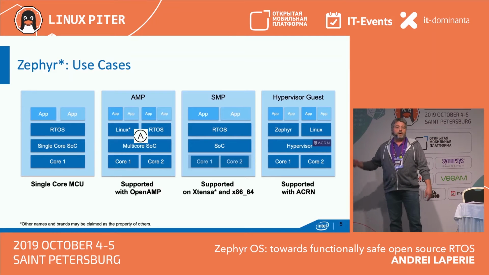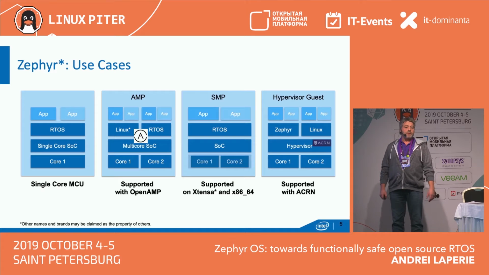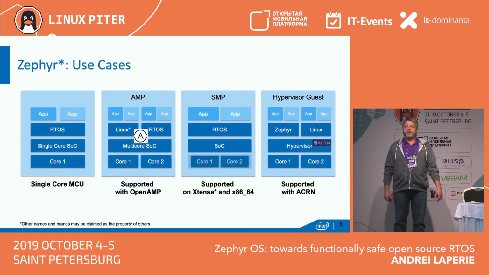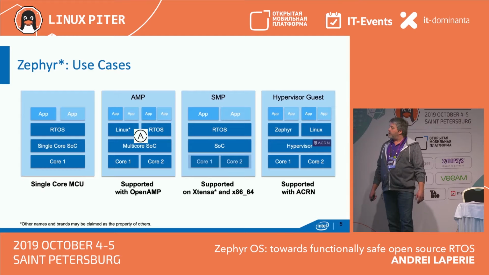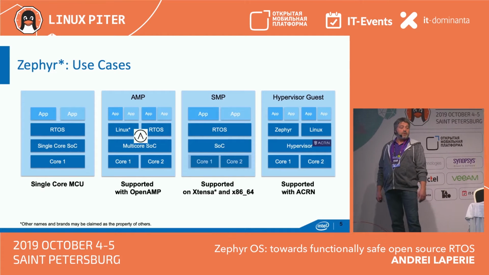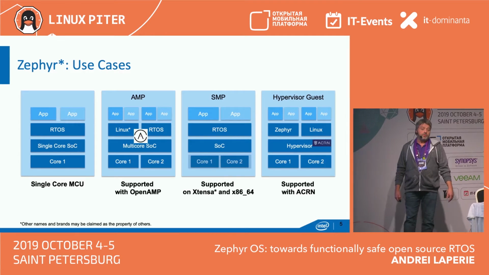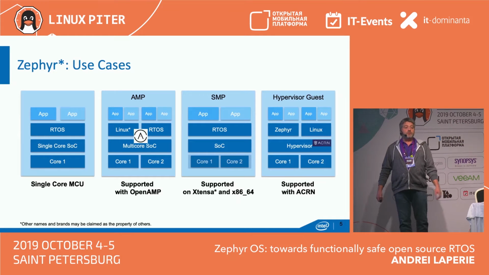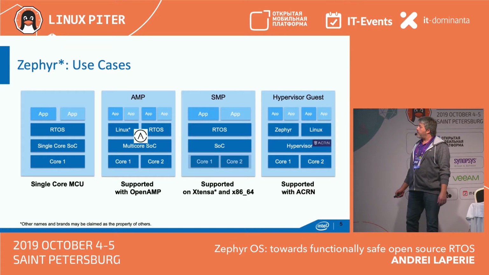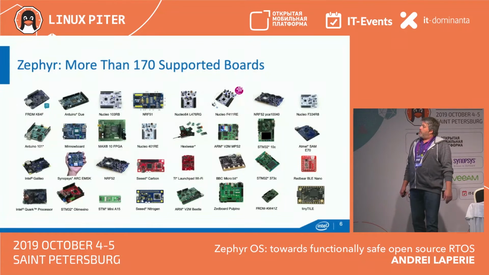Another interesting use case is real-time functions, because as you know, real-time Linux is not as simple, and not everyone is using it, but the real-time function in Zephyr is present and operating, and one of the cores can be dedicated to such functions.